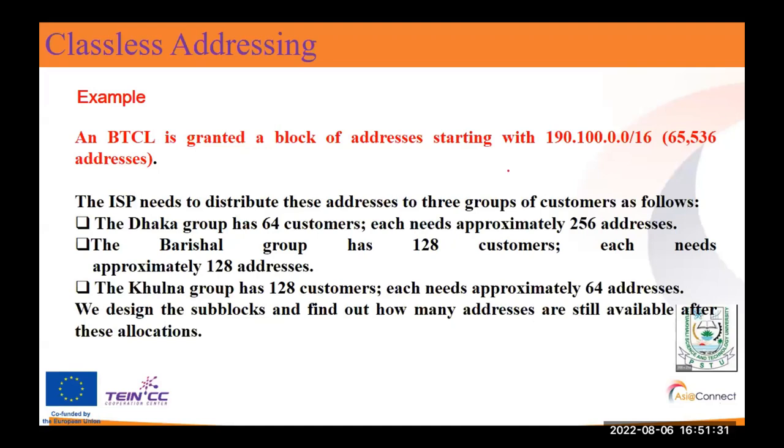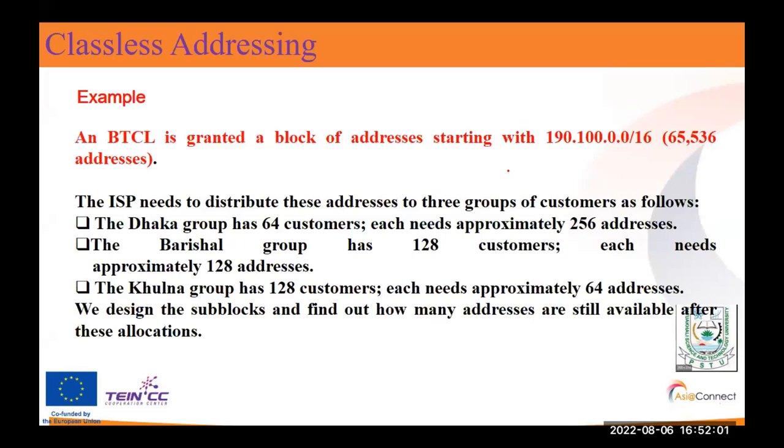Suppose BTCL, Bangladesh Telecommunication Company Limited, is granted a block of addresses starting with 190.100.0.0/16. So how many total addresses can we give from this address block? Since /16 is the n notation, so 2^(32-n).